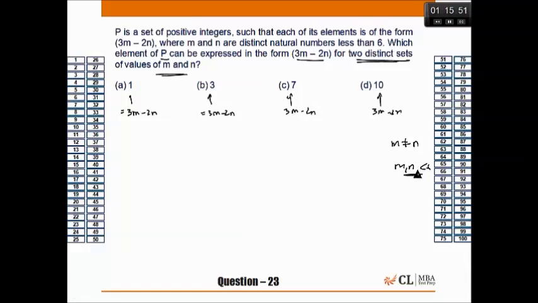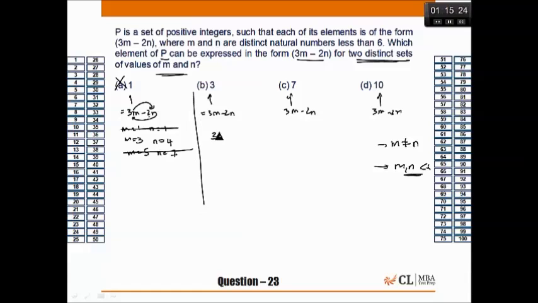Okay, great. So 3m minus 2n, m equal to 1, n equal to 1 is one solution. The next value would be what? M will jump plus 2, m equal to 3, n will jump plus 3, n equal to 4, and then again m will jump plus 2, n will jump plus 3. But it's less than 7. Since m is not equal to n, we'll get just one value. So this is not the case.